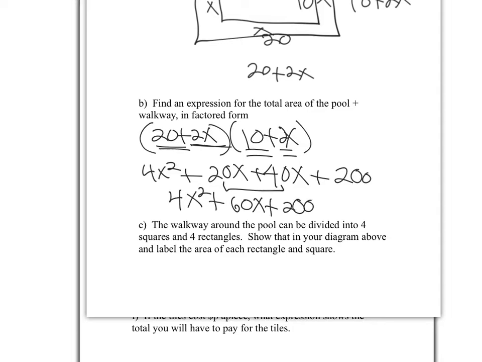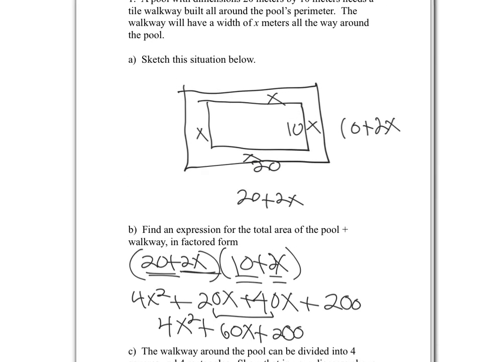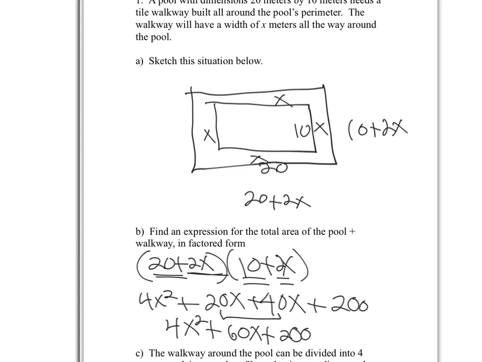Okay, so the walkway around the pool can be divided into 4 squares and 4 rectangles. So let's take a look at how we could do that. Well, so each of these areas here are going to be squares. Sorry, this is so messy. So each of these is going to be x squared. So we have 4 of those. We have 1, 2, 3, 4 of those. We have 1, 2 of these areas, each of which are 10 by x or 10x. And we have 2 of these areas, each of which are 20 by x or 20x.